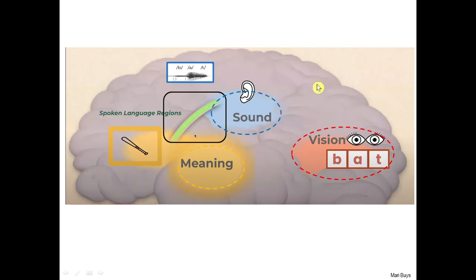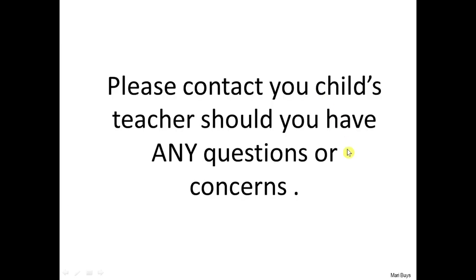Okay, so remember what we are busy with. We are busy with building the neurological pathways between sound and vision and the letters and what they see all the time. Very, very important. That's how we build it. So please contact your child's teacher should you have any questions or concerns. You are part of a team, a very important team, because you, together with the teacher, are actually changing your child's brain so that he can become a reader.